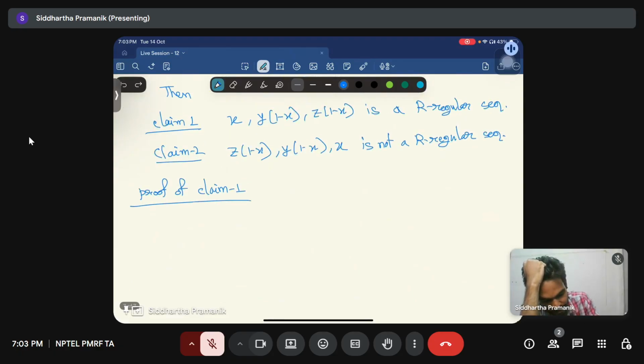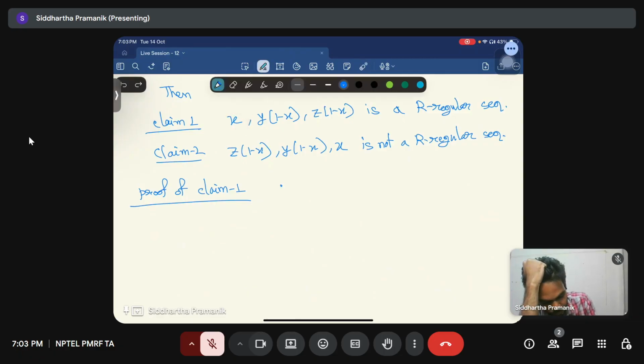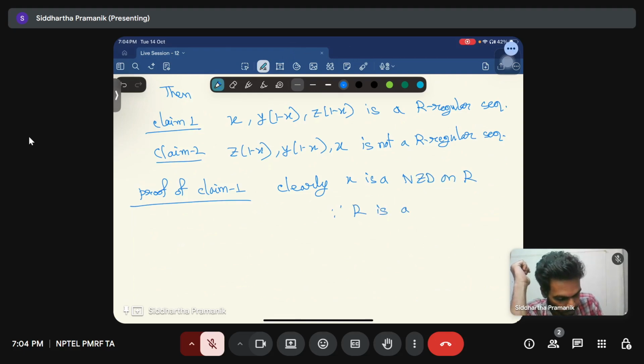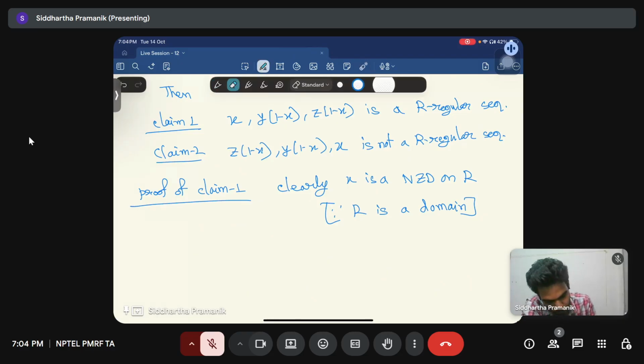So the first element of the sequence, which is x, is clearly a non-zero divisor on R. Why? Because R is an integral domain, so every non-zero element is a non-zero divisor. Now if we go modulo by x, now we need to check the second element.